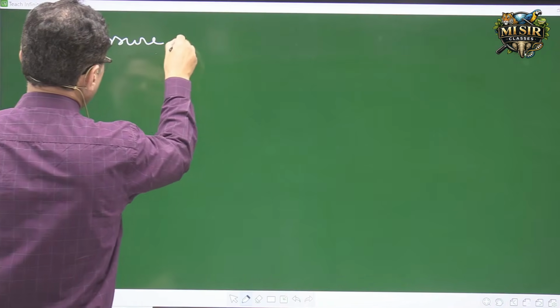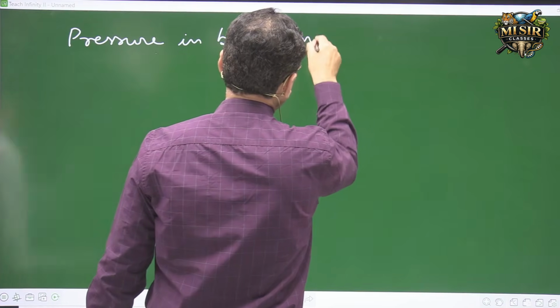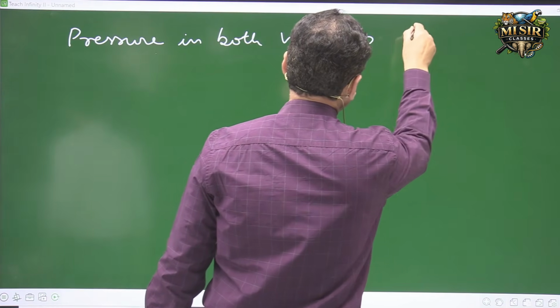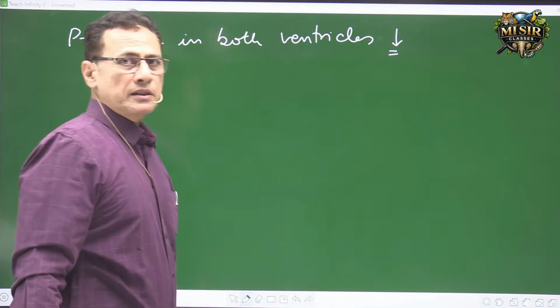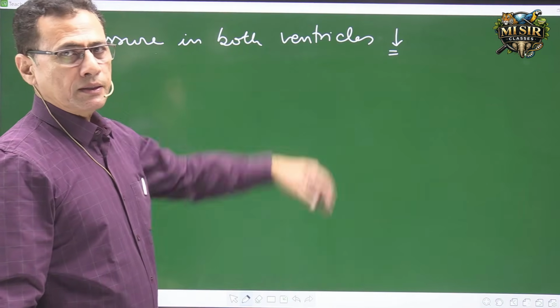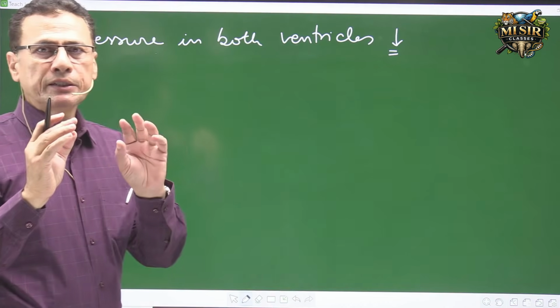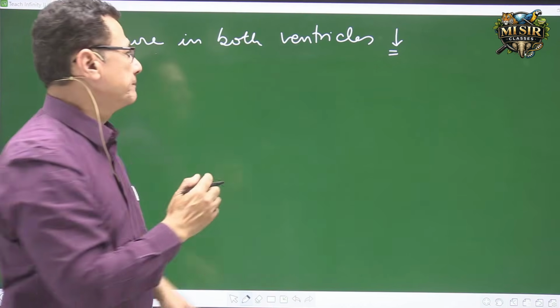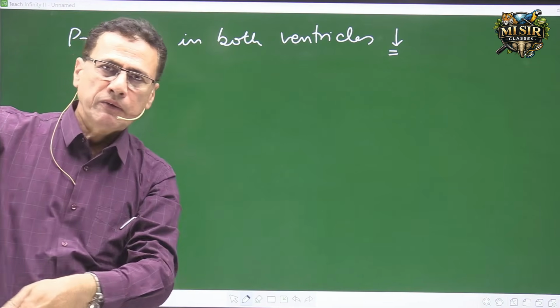Pressure in both ventricles decreases since maximum blood has moved out of the ventricles. This may lead to backflow of blood from both the arteries into the ventricles.